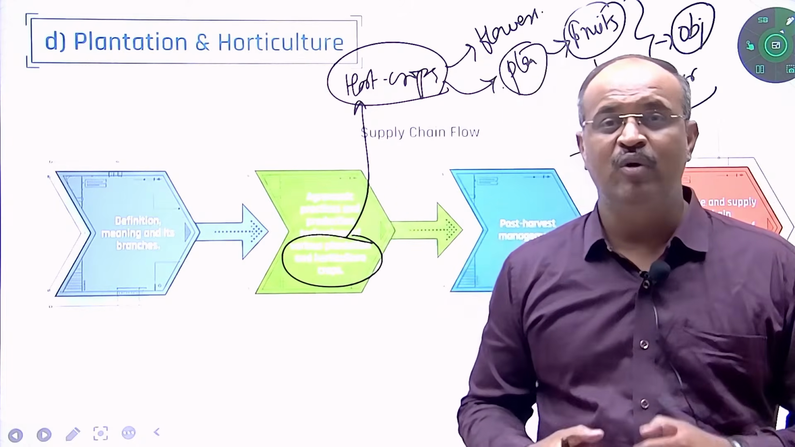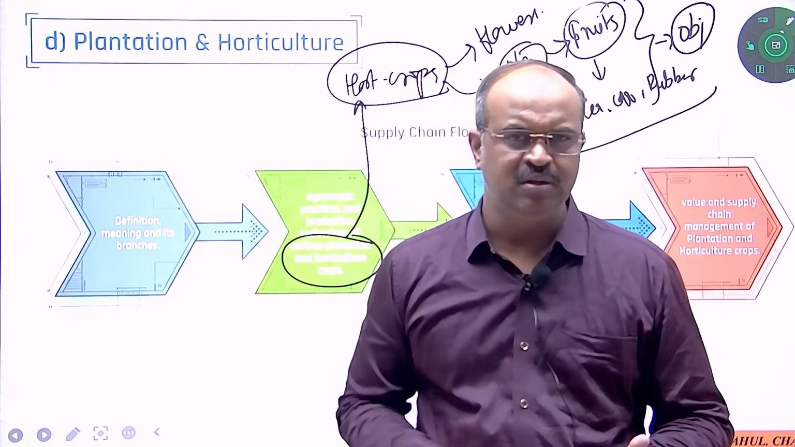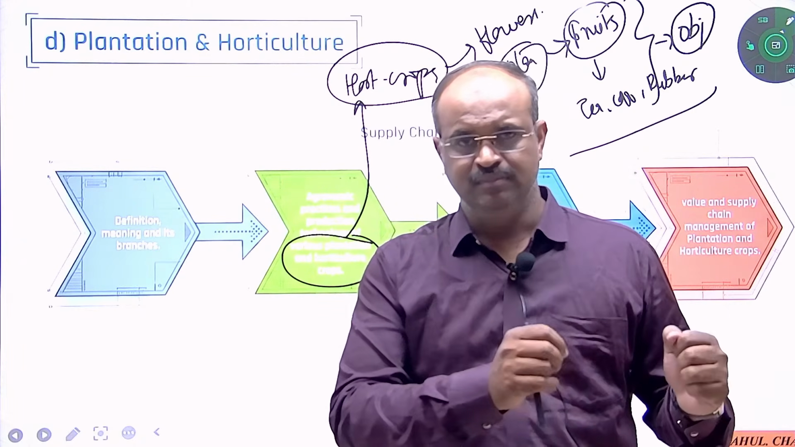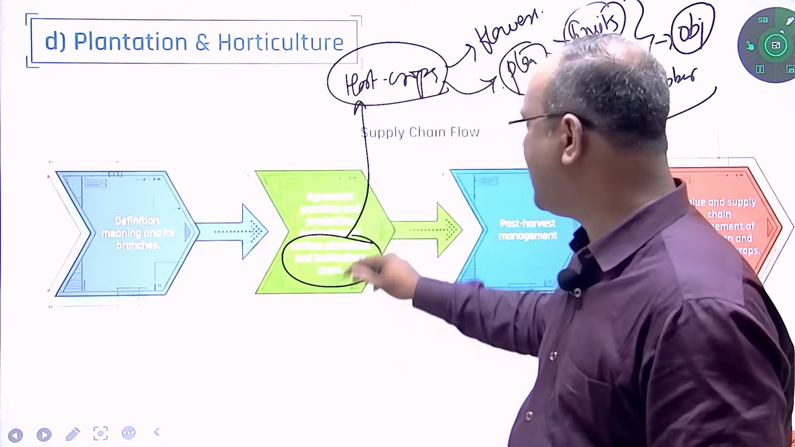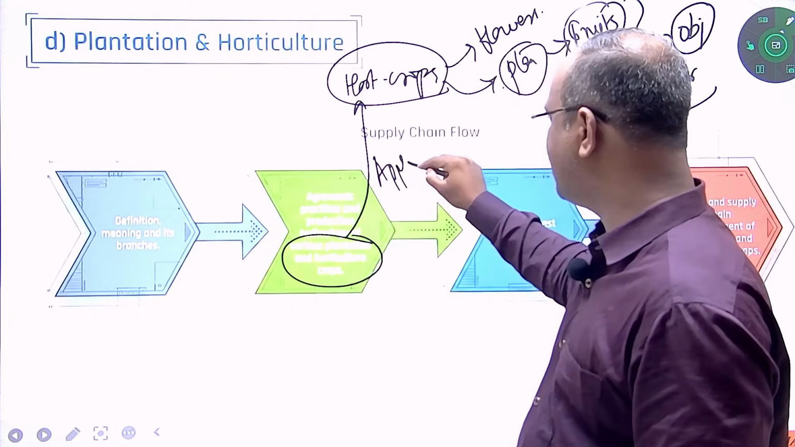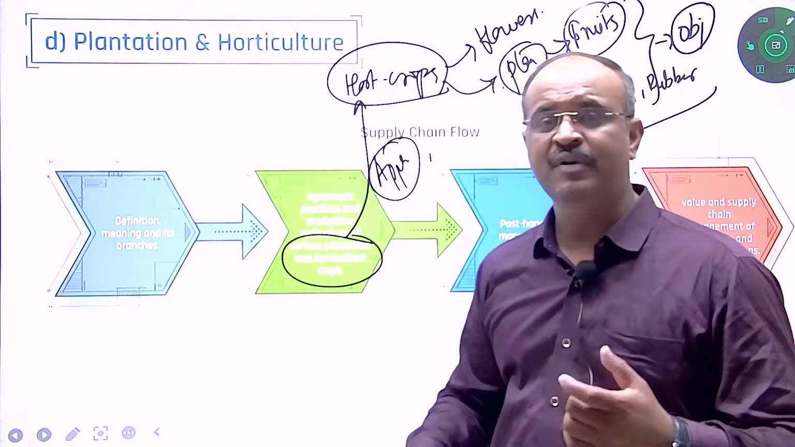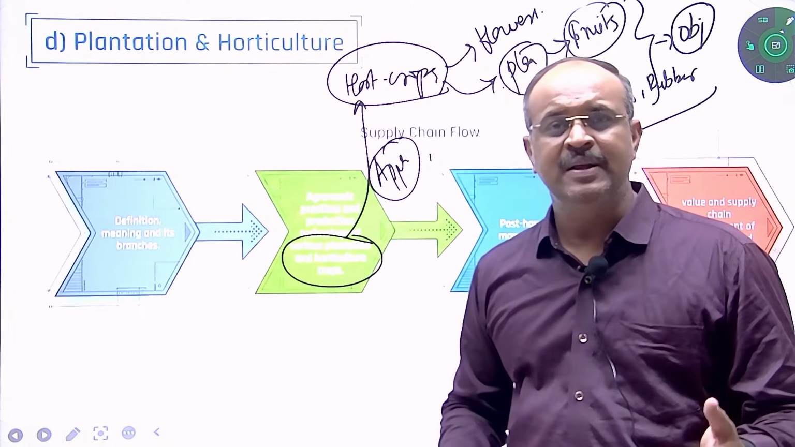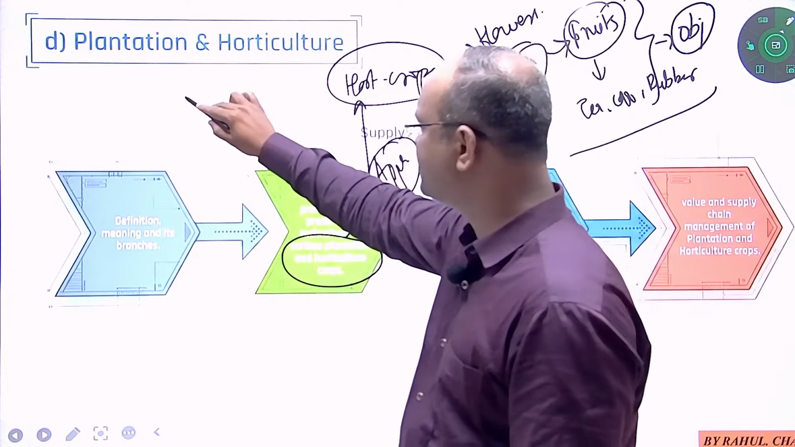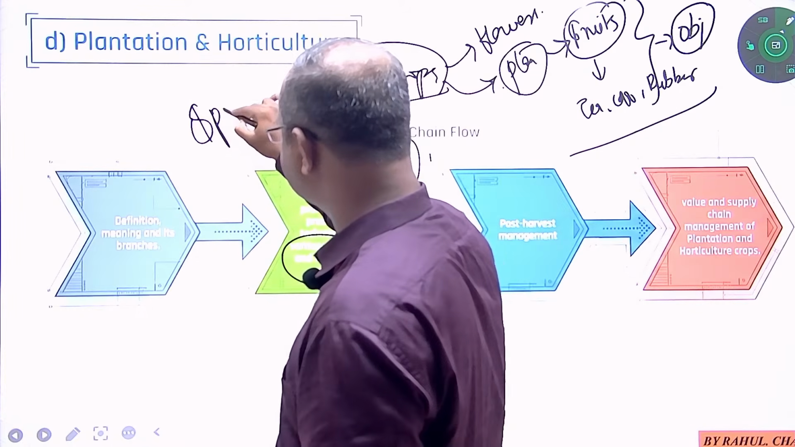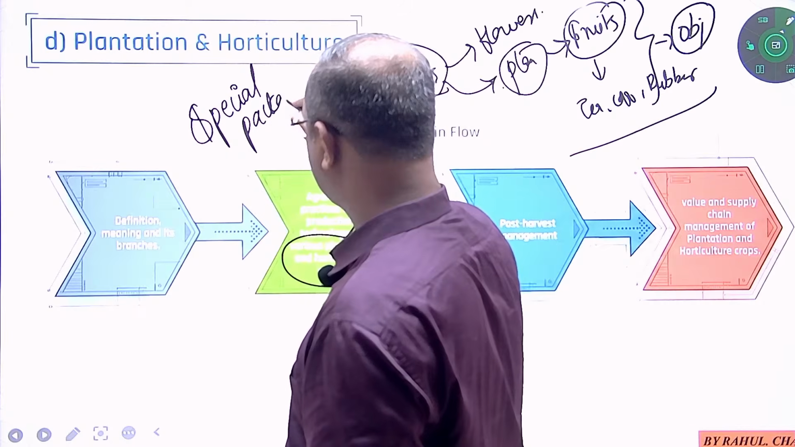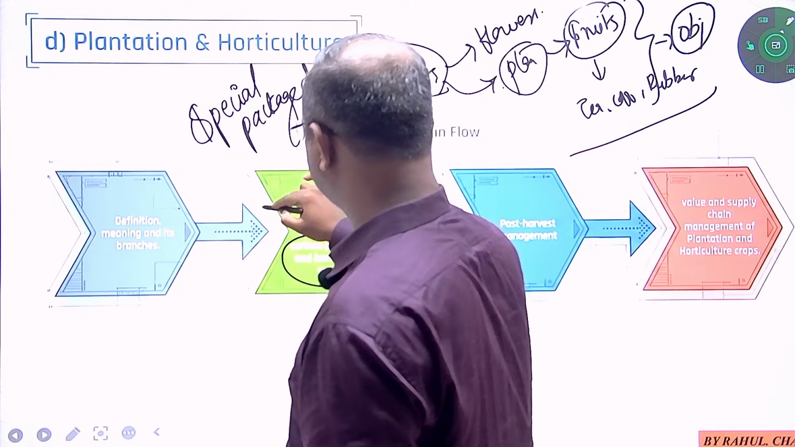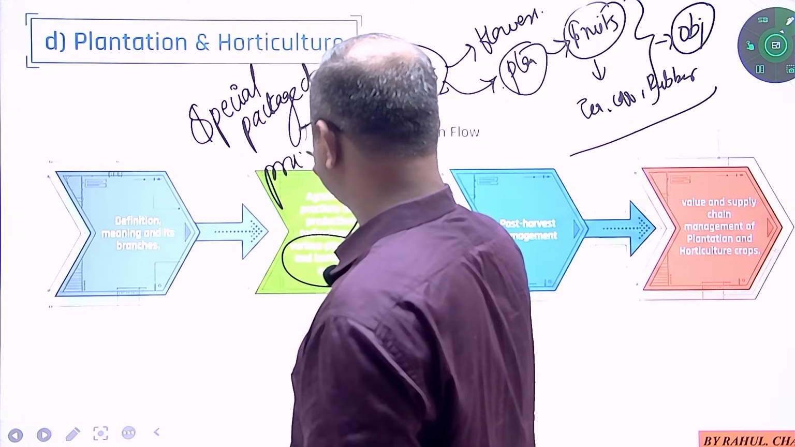So say for example, what is the scientific name of the rose? Yes, of course, NABARD has already asked this question. What is the scientific name of the apple? What is the scientific name of banana? What is the scientific name of sapota? Or what are the different packages of practices? So we can say special package of practices. That is important.